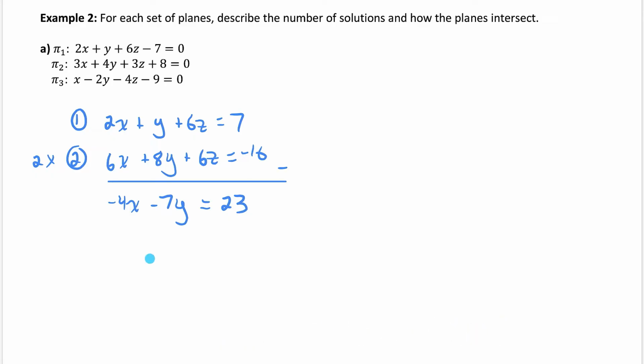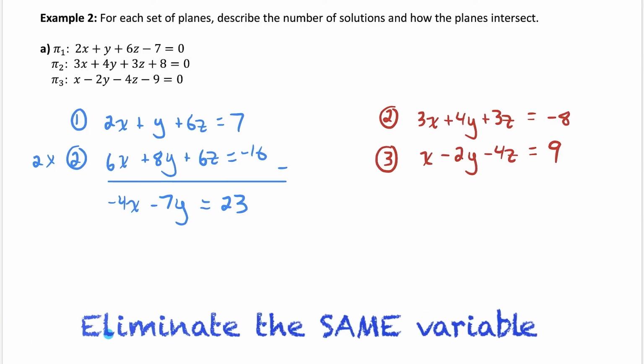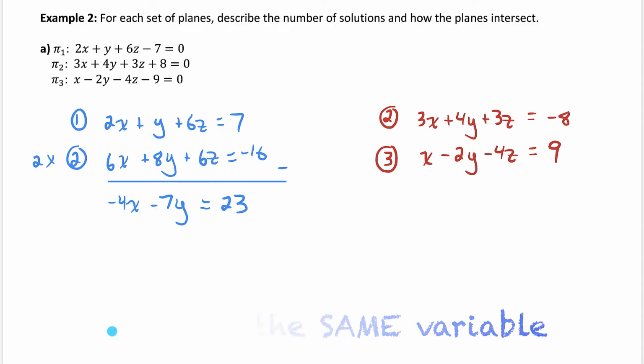Before I go ahead and actually find the equation of the line they intersect in, I'm instead going to pick a different pair of planes, either planes 1 and 3 or 2 and 3, and try to figure out how those two planes intersect. So I'm going to choose planes 2 and 3 this time, so I'll stack those equations on top of each other. And now we need to eliminate a variable with those two planes. Now the key thing here, I need to eliminate the same variable that I eliminated with planes 1 and 2. So I need to eliminate the z again.